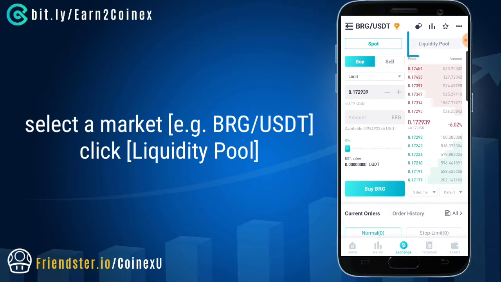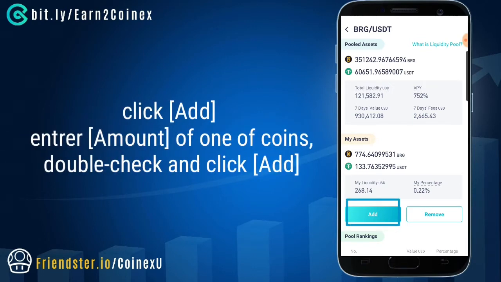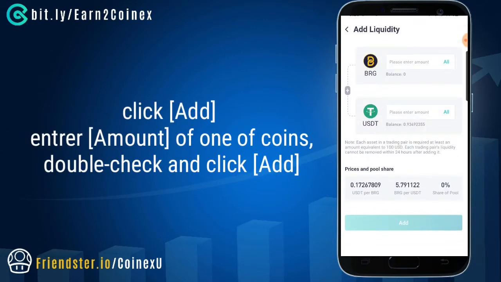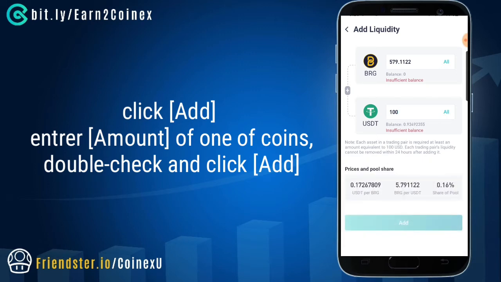Then click the liquidity pool. After clicking the liquidity pool, click add. At the add liquidity page, enter the amount, example 100 USDT or like that one of 1 coins, and double check and click the add button.